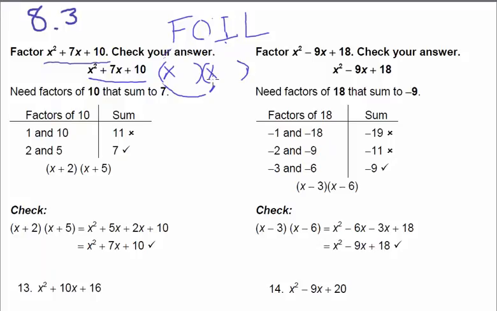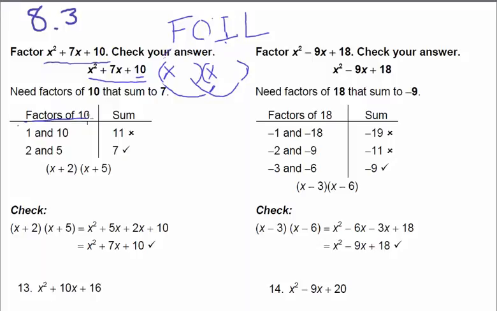Now, I also have to do outer plus inner, and then I'll have to do last times last. So I'm jumping ahead to the L because I know that my last times last is going to equal the last term of my trinomial, which is 10, a positive 10. Well, now we're going to start thinking about, how could I do that? How could I get 10 when I multiply two things together? In other words, what are the factors of 10? So the factors of 10 are 1 and 10, or 2 and 5, just like they have in the chart there.